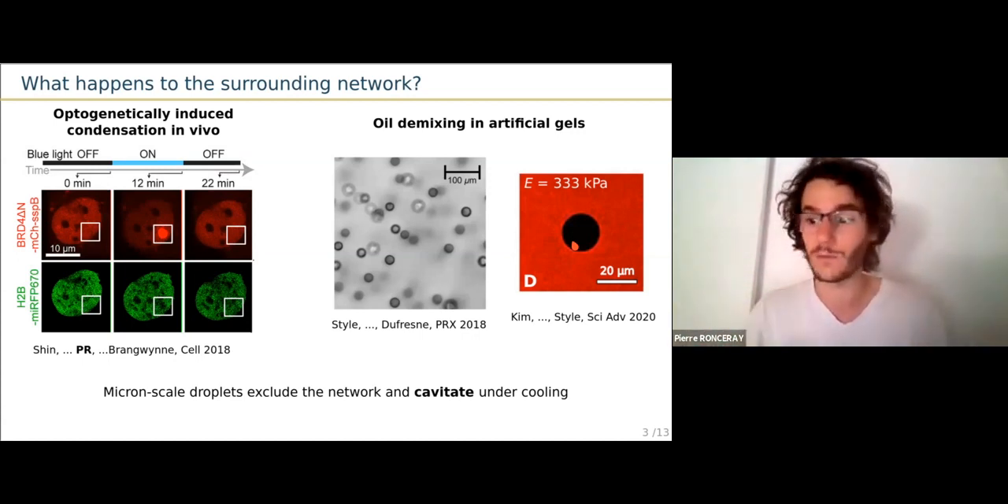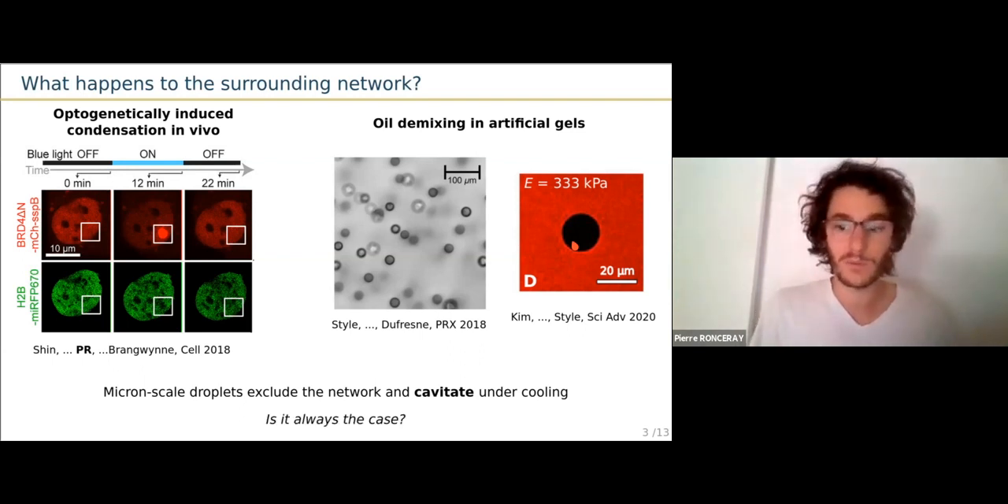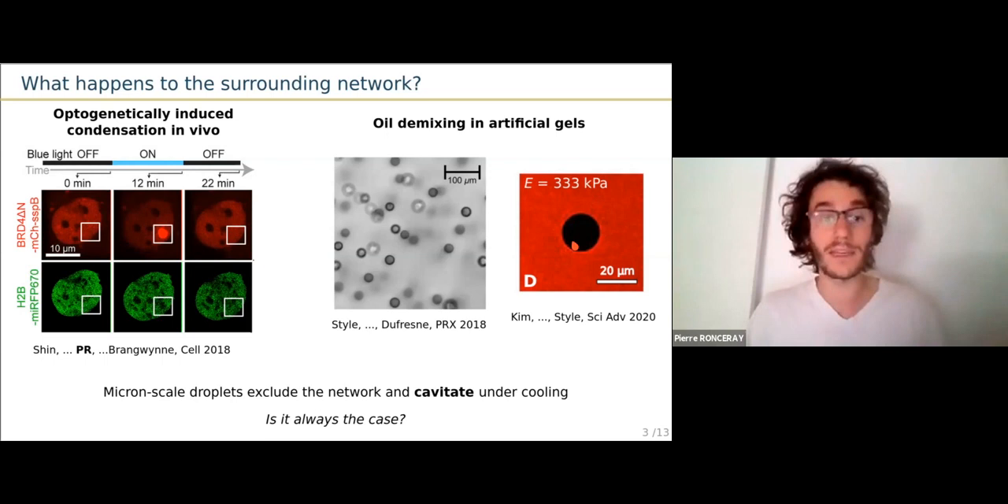So there's this kind of consensus paradigm on the fact that these micron-scale droplets exclude elastic networks when they phase separate and proceed to cavitate, so to create really a cavity inside the surrounding network. So what I'd like to do today is to challenge this paradigm and ask whether that's always the case. In particular, in vivo, is it the only scenario that is possible, or can something else happen to the network? So back to basics.